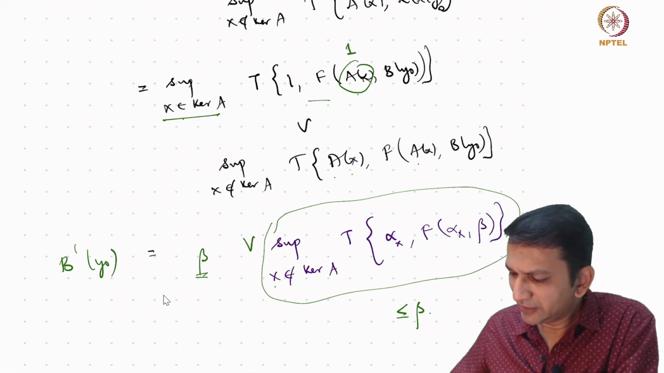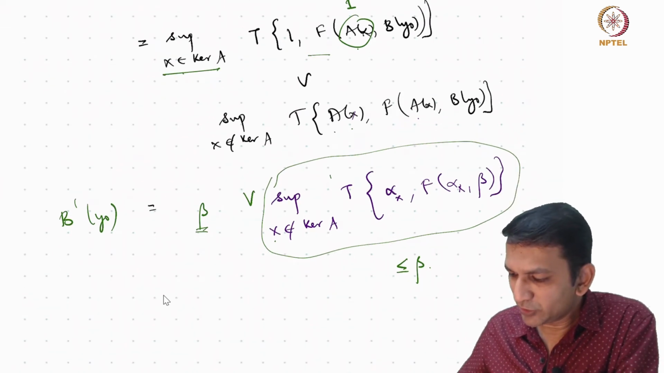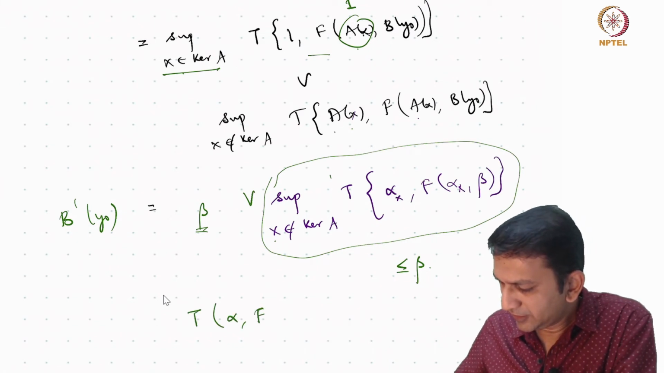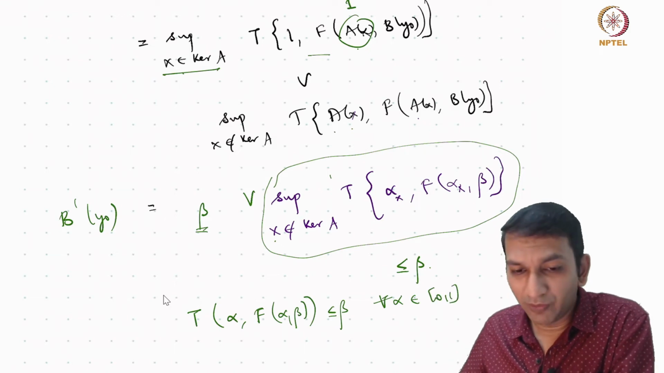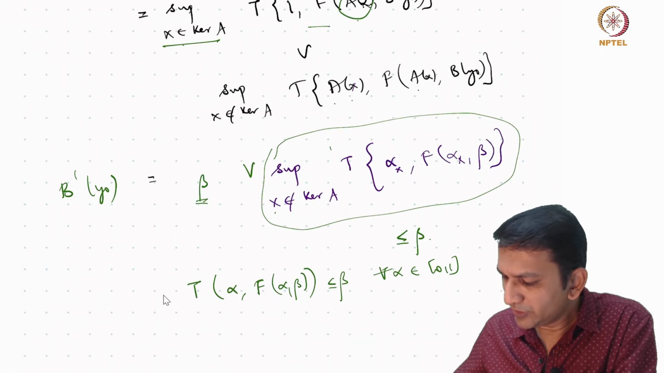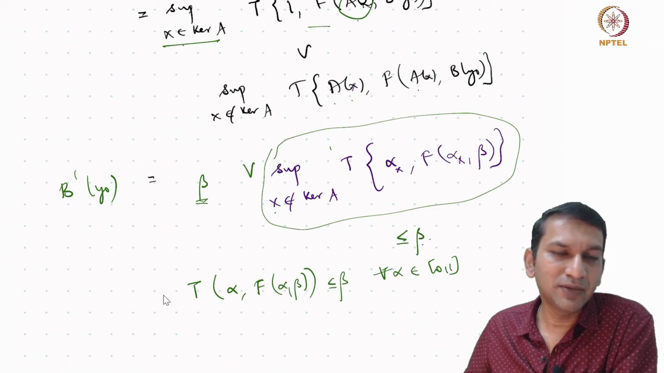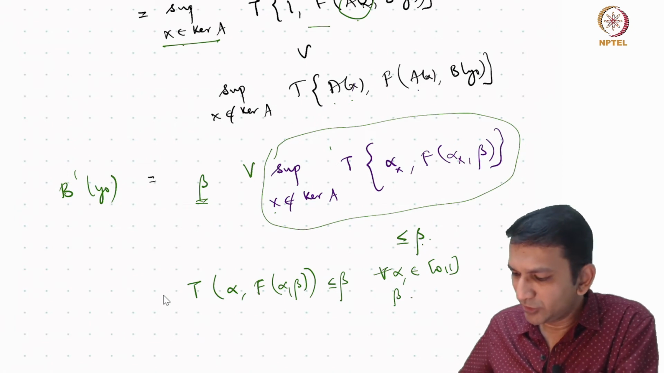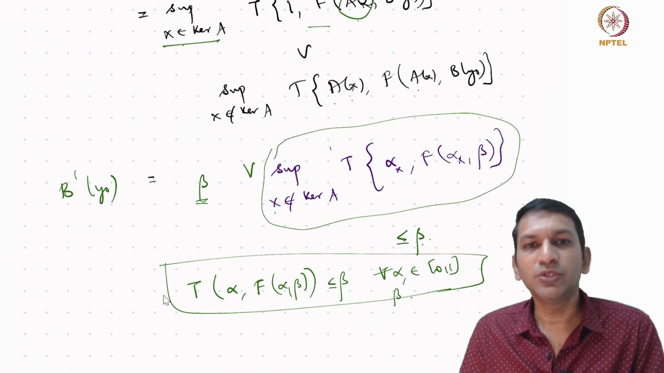So now we want that this entire supremum is less than or equal to beta. Remember, this beta is a fixed quantity. So in essence, what we want is for any alpha, T of alpha, f of alpha beta should be less than or equal to beta for all alpha in 0, 1, perhaps including 1, it's fine. And note that once again, this beta is an element that we have arbitrarily fixed. B dash of y naught is arbitrarily fixed as some value beta, which means this should happen not only for alpha but also for beta. So this is the inequality that we want T and f to satisfy.